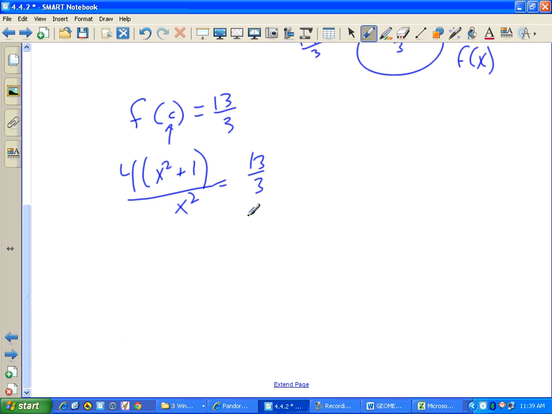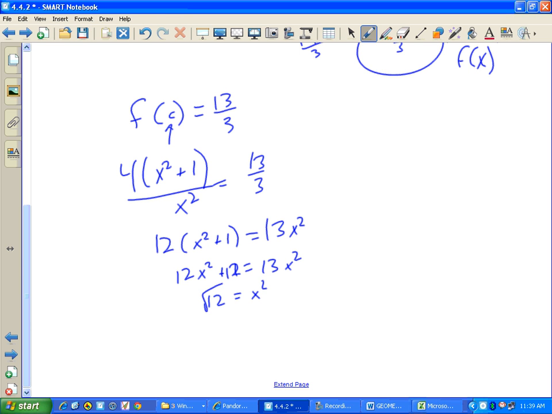So I'm going to cross multiply here. So I'll get 12 x squared plus 1 equals 13x squared. If I distribute, oops, this should be 12. Subtract this over, I'll get 12 equals x squared. Square root, so I get plus or minus. This breaks down into 2 square root of 3. So those are the values where my function equals the average of my function.